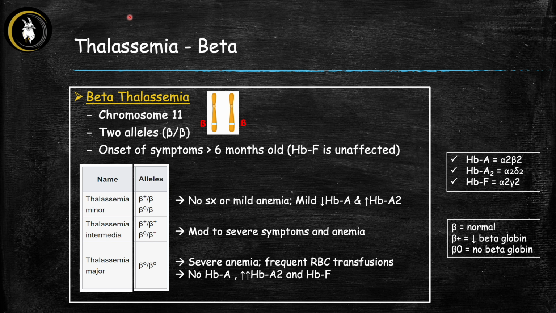And then the final category here is going to be the most severe or the most major. That's why it's called thalassemia major. And so here, both copies of the gene are beta 0, so they make no beta globin. So this patient is going to have severe anemia and is going to need very frequent red blood cell transfusions. And on hemoglobin electrophoresis here, we're going to have no hemoglobin A because we have no beta globin. And instead, we're going to have high levels of hemoglobin A2 and fetal hemoglobin because the alpha globin chains are going to link up with the delta and gamma chains instead.